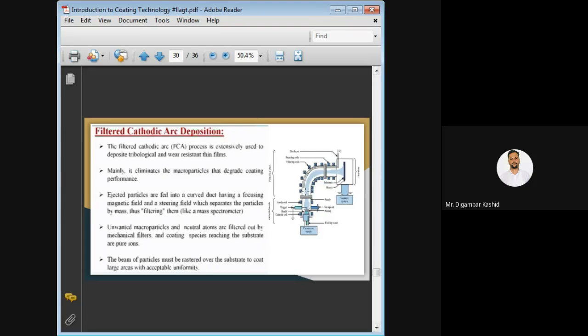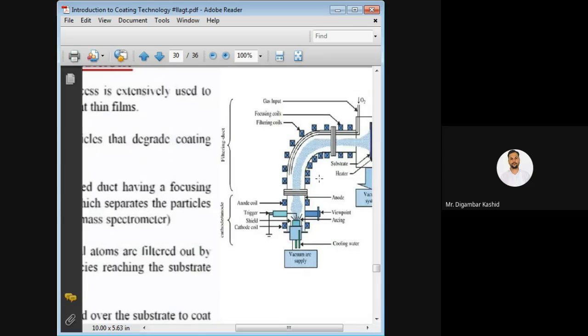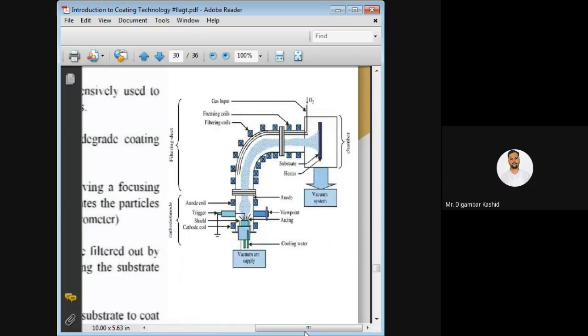I got this image from one of the research papers. You can see the ejected particles are fed into the curved duct.